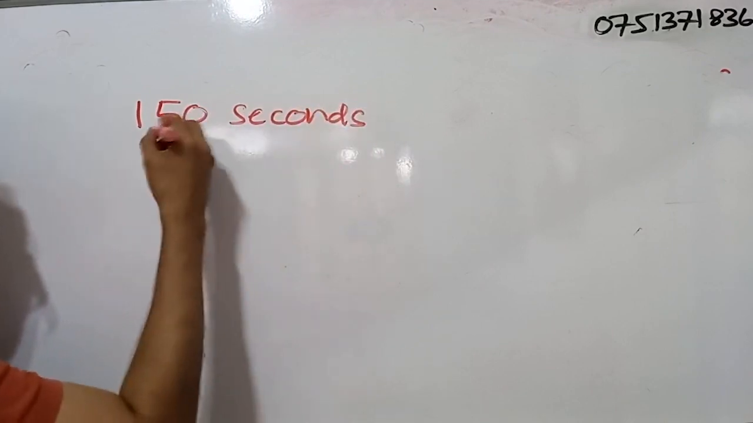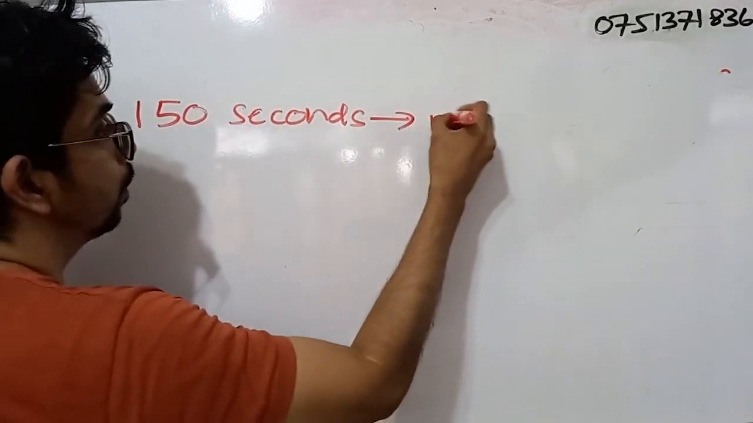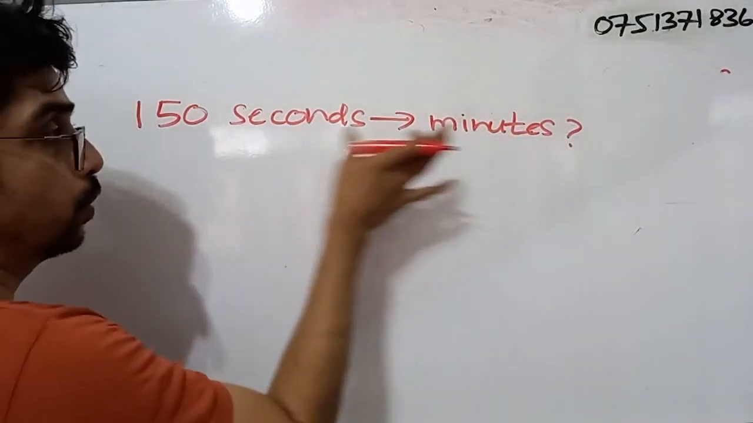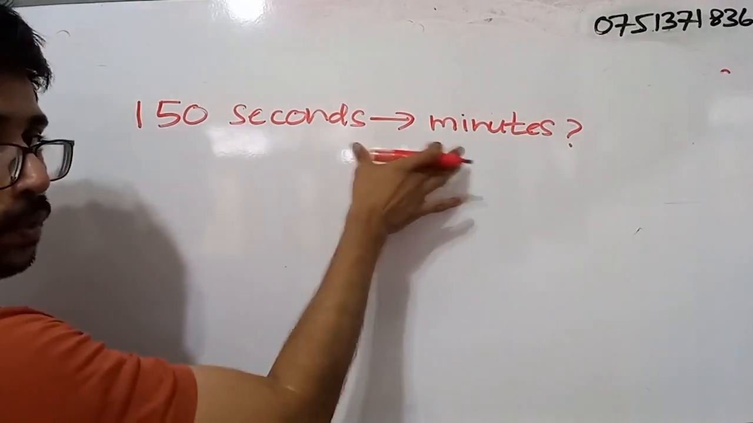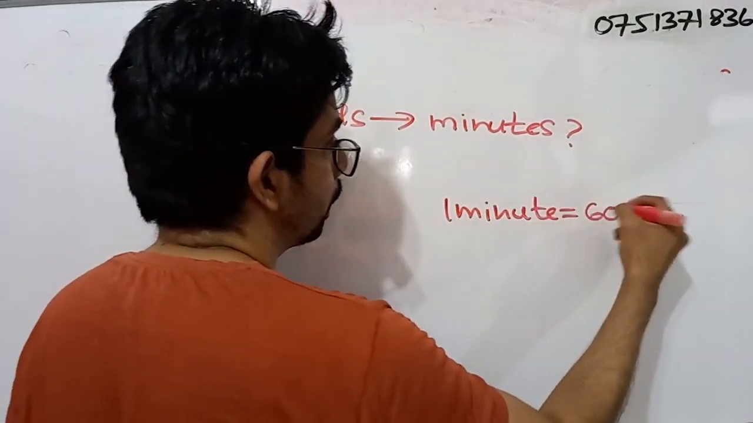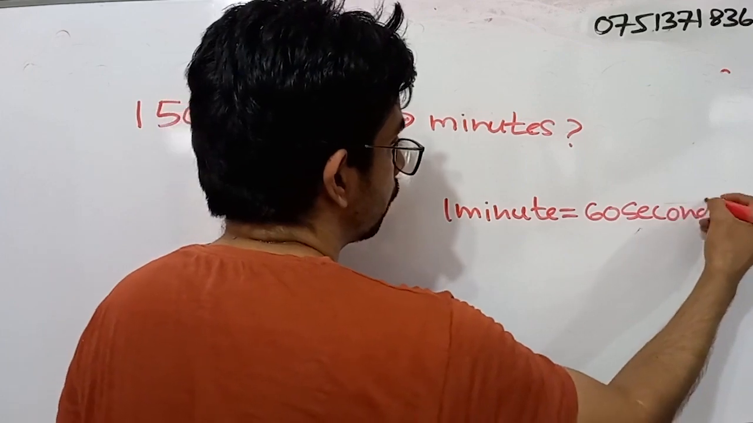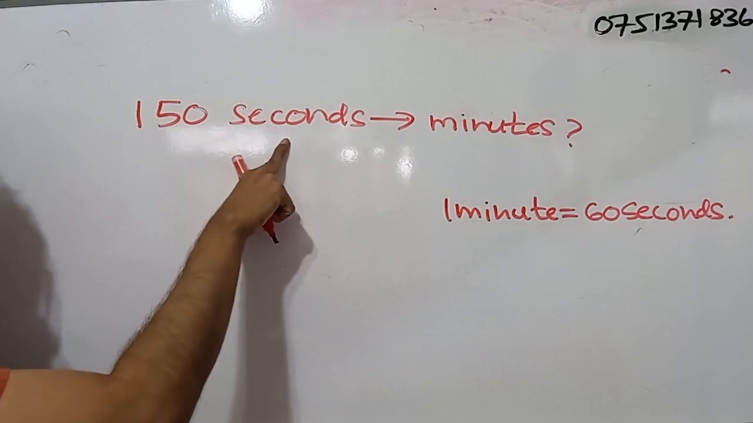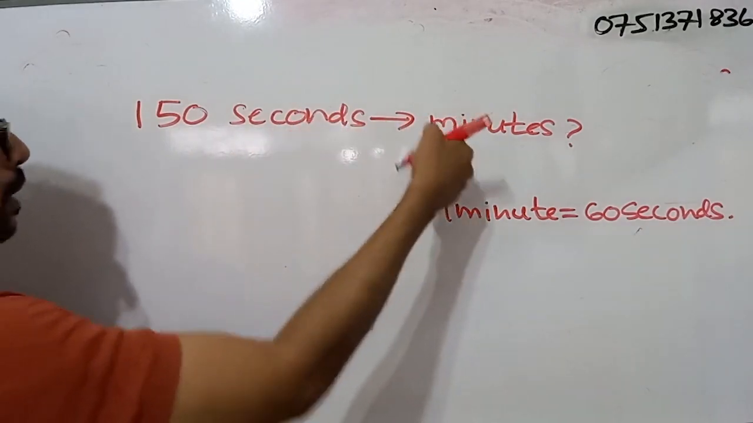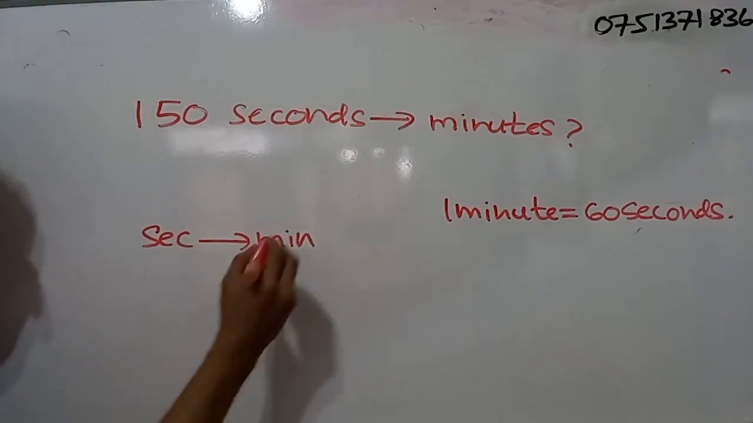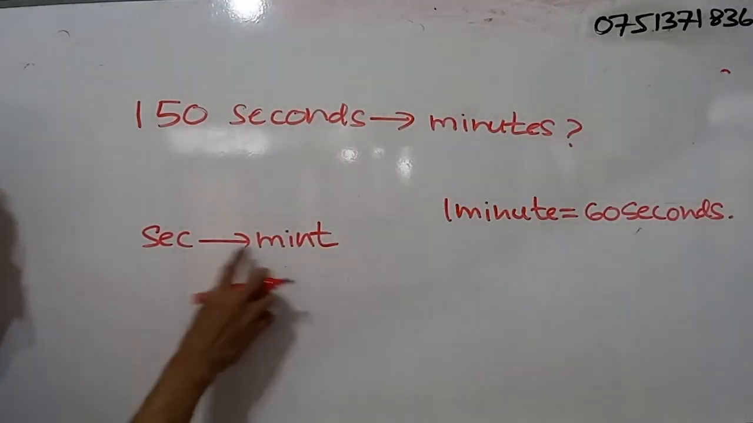So now we will take a look at how to convert 150 seconds. How to convert 150 seconds into minutes. Right? So seconds into minutes. So we have to write the relationship between these two. We know 1 minute, that is equal to what? 60 seconds. Okay? So what do we have to do here? Seconds into minutes. Right? Seconds into minutes. I wrote this as a short form.